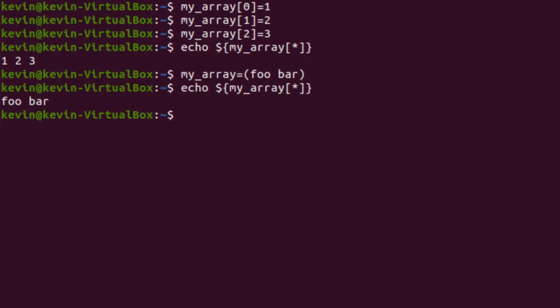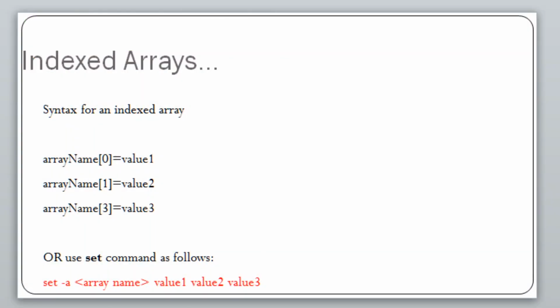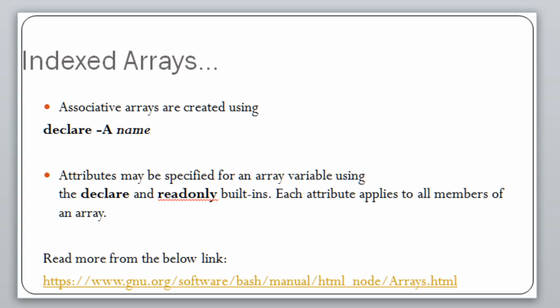Let's head back to our PowerPoint. Just as I said earlier, associative arrays can only be created using declare -A and the name of the array. Attributes may be specified for an array variable using the declare and readonly built-ins. Each attribute applies to all members of the array. You can read more about that at the link below. So we just follow this link here.